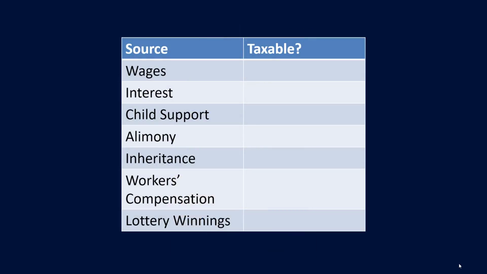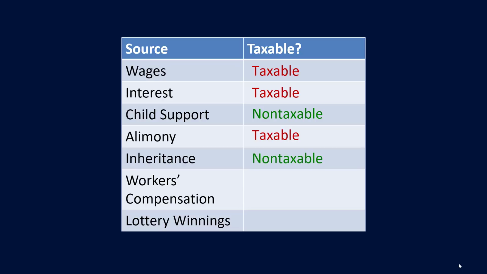So let's take a look at this little chart. Let's look at wages. Is it taxable? Of course. Interest, we just talked about that. Yes, it is taxable. How about child support? Non-taxable. Alimony, taxable for now, for 2018. Inheritance, non-taxable. Workers' compensation is considered non-taxable. Lottery winnings, yeah, you bet, they're taxable.